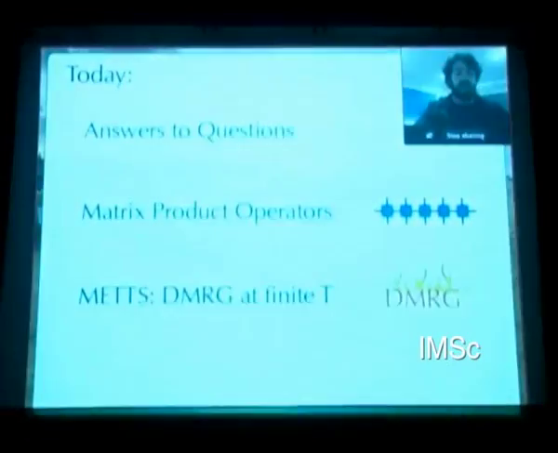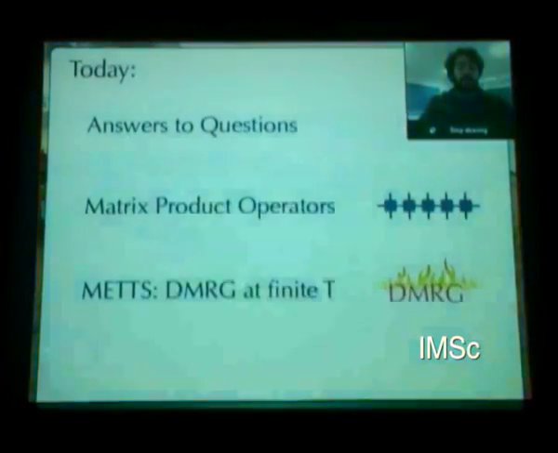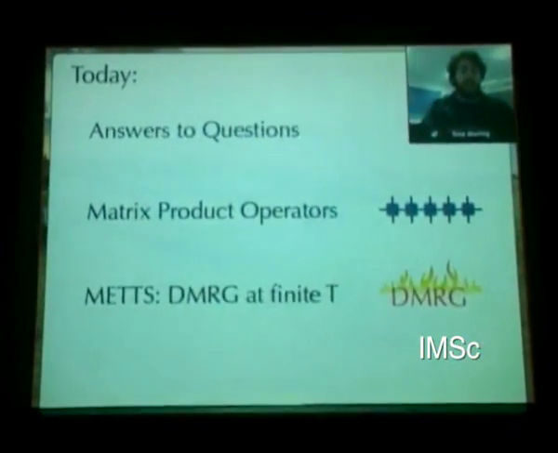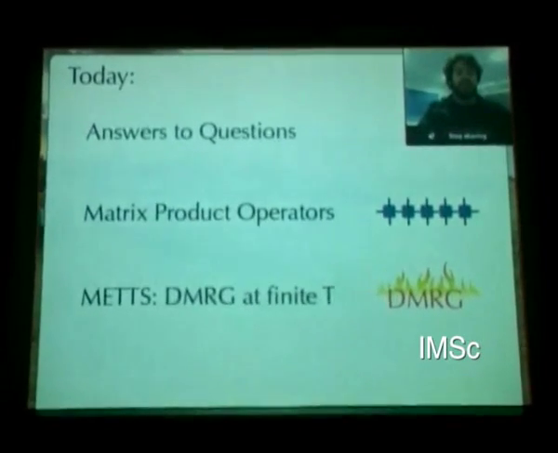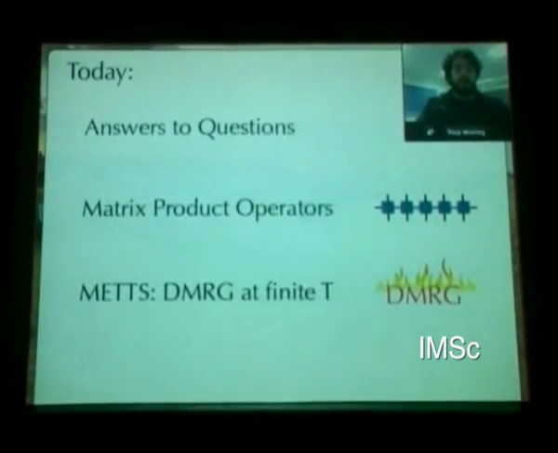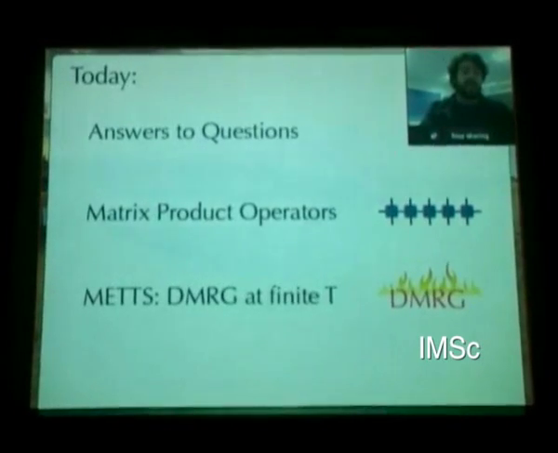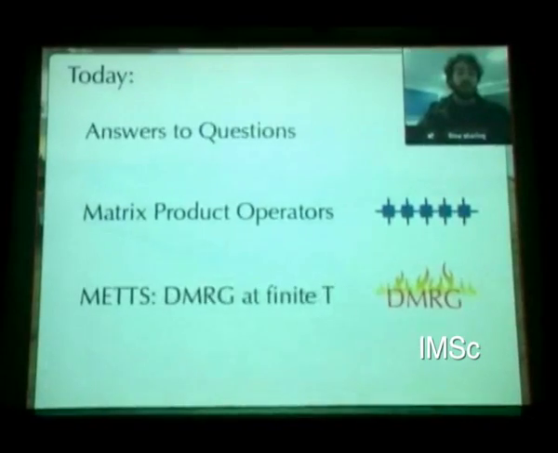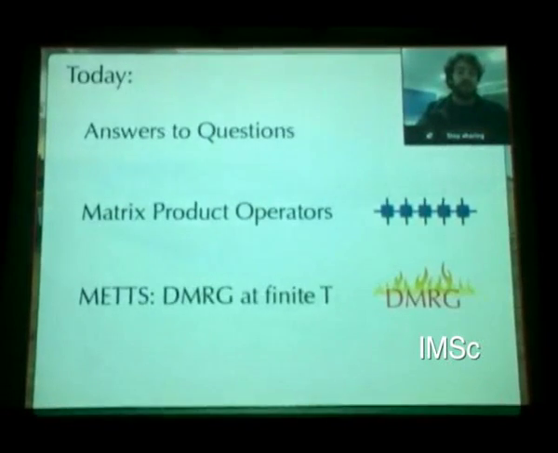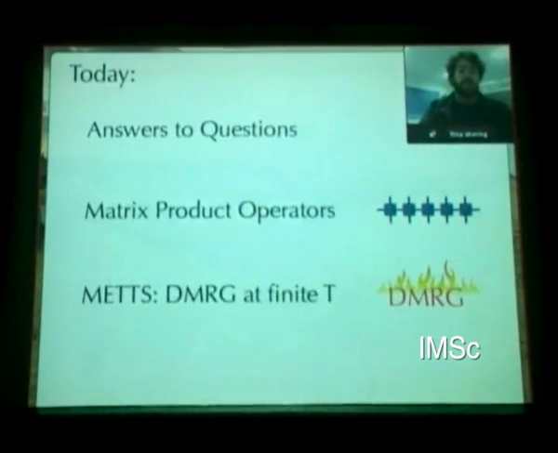And then for about the rest of the time, about half the talk, I'll tell you about a method called METTS, which is an acronym for minimally entangled typical thermal states, and I'll explain more about that. It's a method for doing DMRG at finite temperature. But also, one reason I wanted to talk about it is that I believe this method should be fairly easy to extend to other kinds of tensor networks beyond one dimension. So it might be of interest to many of you who are looking at 2D tensor networks.